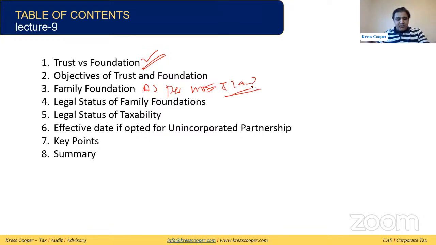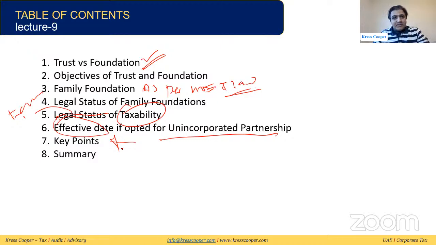What is this family foundation? Now we discuss the legal status of the family foundation, and then we'll discuss the taxability. Now we discuss the taxability of the family foundation. There is one provision in the law that family foundations can opt to be treated as an unincorporated partnership. And if they have opted and it has been approved by the FTA, then what will be the effective date of the unincorporated partnership? We'll discuss in detail. I have one concern about the law as well that we'll discuss. And then we'll discuss the summary of our discussions.